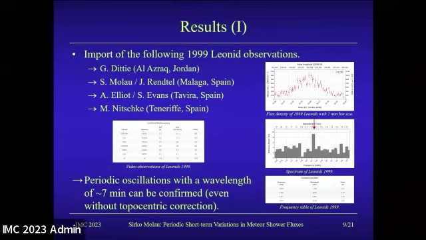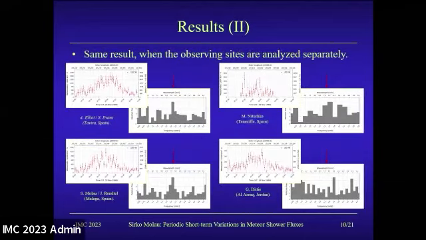So you see, indeed, one frequency stands out very clearly, with a wavelength of about 7 minutes. Here are the next most relevant frequencies. So yes, we can definitely confirm that in the 1999 Leonid storm, we had some periodic variations with a wavelength of about 7 minutes. Right, so that was the first Leonid storm.